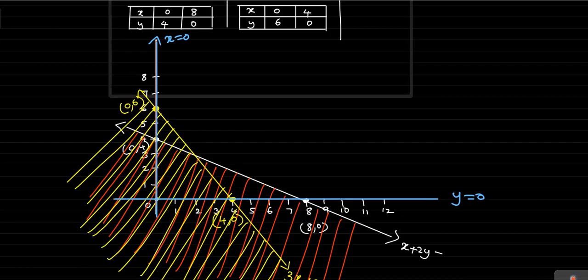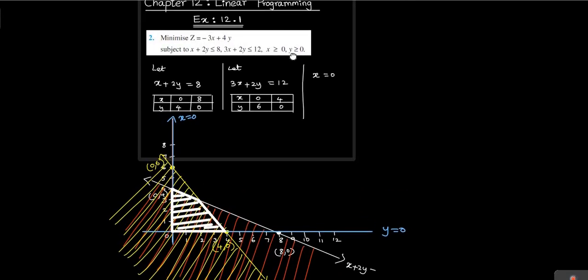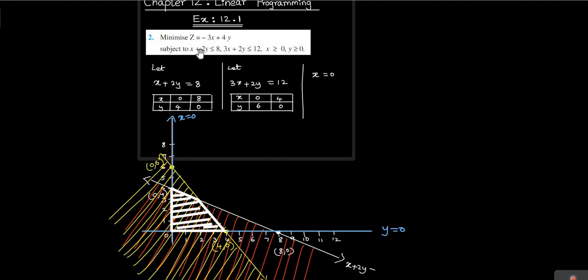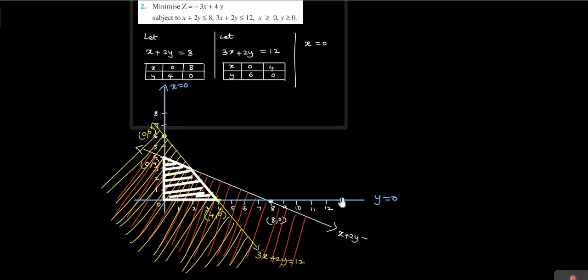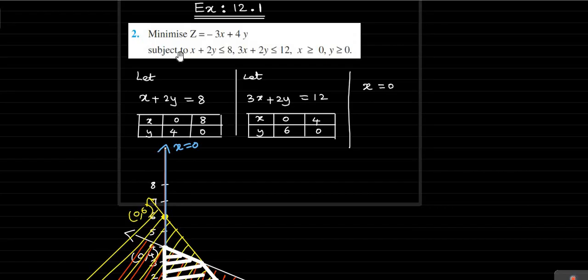So you can notice that this particular small portion, which is made up of only the straight lines, this particular portion is the common solution for all four inequalities. So since a common solution exists, we can say the feasible region exists for the given Z.